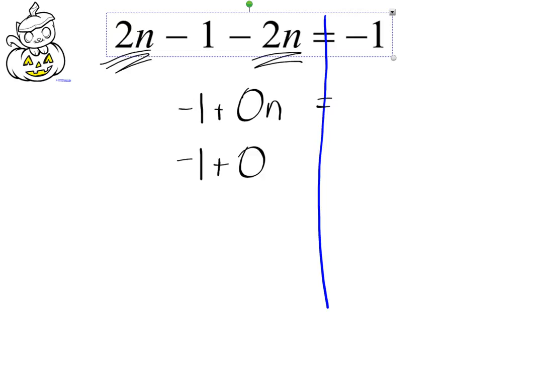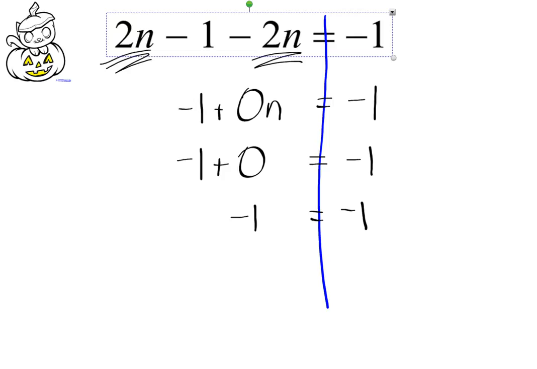All right? Have I done anything on this side? No. So I'm going to just bring it down. Now, negative 1 plus 0 is negative 1. And negative 1. Oh my gosh, yeah, look. Both sides of my equation look exactly alike. There are no variables running around.